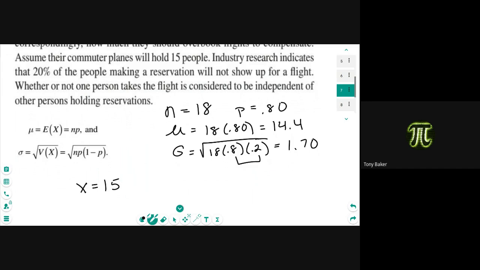But I want 16, so I want to be a little lower than that. So they always break it in halves. So we're not going to use X as 15. We're going to set it to 15.5. Okay. Makes sense? Okay.